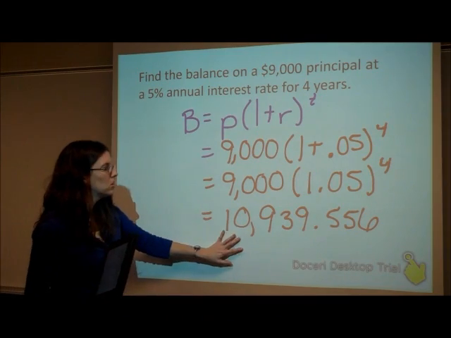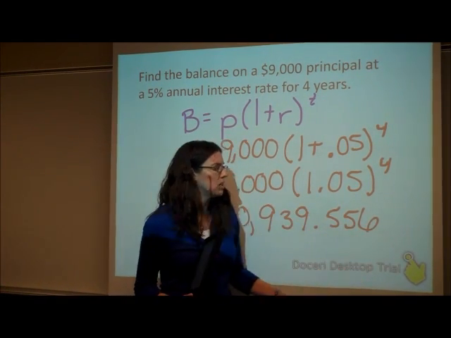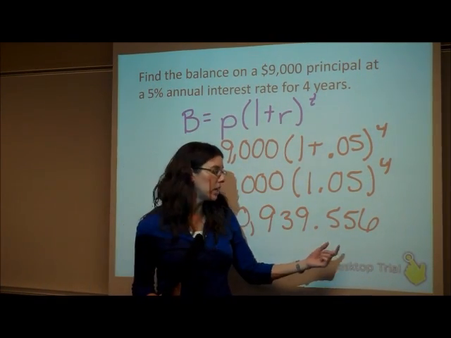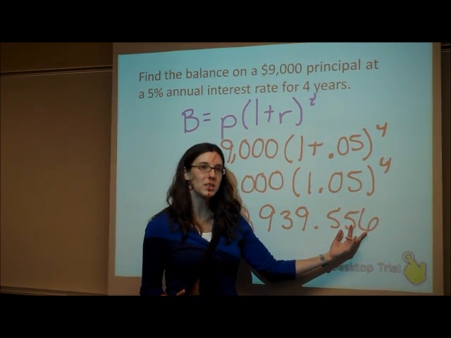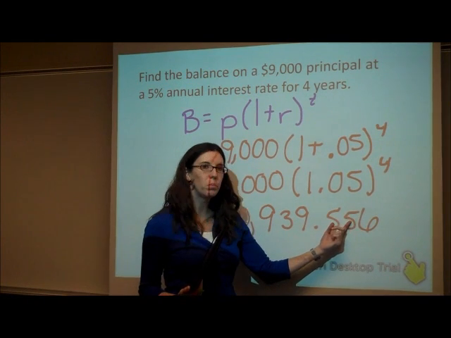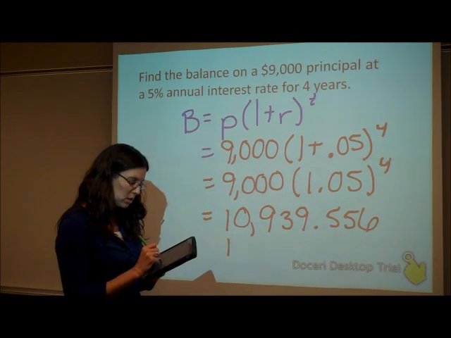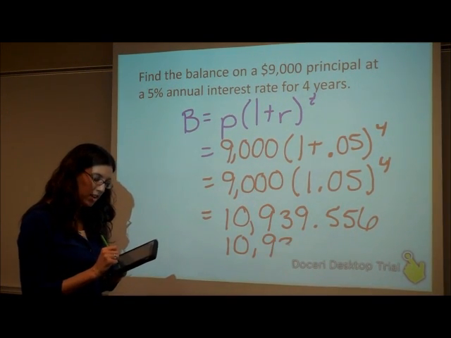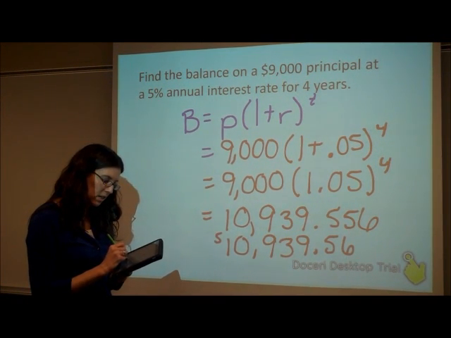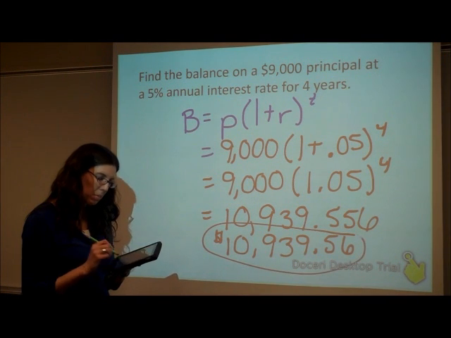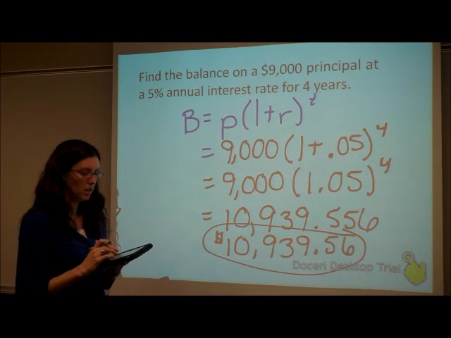Alright, and there's more decimals after this. We're talking about money. I want 2 decimal places. After my second decimal place is a 6, so I need to bump this up. So it's going to be $10,939.56. That would be my balance in the account. Okay?